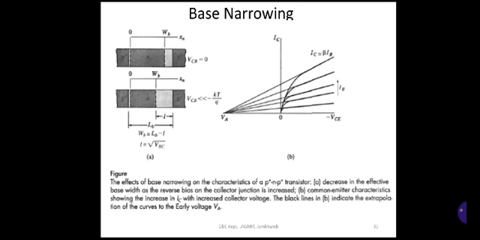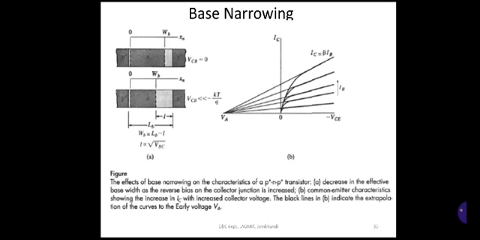So the figure shows the effect of the base narrowing on the characteristics of a P plus N P plus transistor, that is, the P side of the transistor, the emitter as well as the collector, both are heavily doped, and the base, that is N, is lightly doped. There are two figures here. Figure A shows the decrease in the effective base width as the reverse bias on the collector junction is increased. And figure B shows the common emitter characteristics, showing the increase in the IC with increased collector voltage. Here in figure B, the black lines indicate the extrapolation of a curve to the early voltage VA.